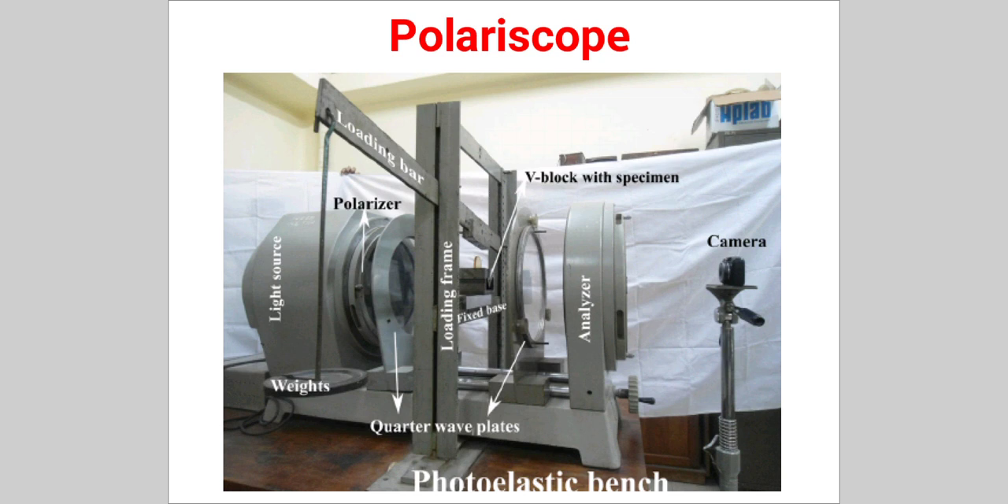If the model is in loading condition, its physical properties will change, and that change will be observed in the form of different color patterns. Instead of color patterns, they are called fringes. The fringes represent the change in physical properties of that circular disc, and they are used to find out the direction of principal stresses as well as the magnitude of principal stresses.